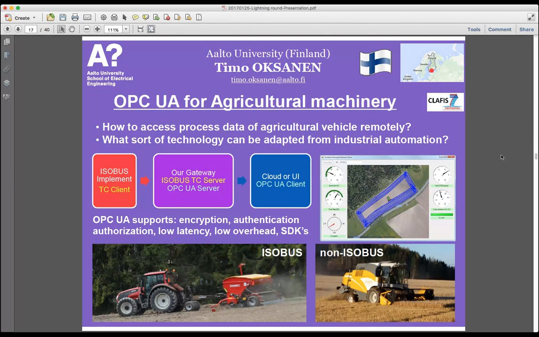10 p.m. Recently, we have studied how to do data transfer between cloud systems and mobile agricultural vehicles. There are different technologies available, but we have been especially interested in one specific technology, OPC Unified Architecture, which was developed for industrial automation. In our research, we have studied whether it's possible to combine this with the ISOBUS standard. There is one standard for vehicles and the other standard for data communication. The specific research question has been how to fit the data models or information models together. We have done this for ISOBUS vehicles and also for non-ISOBUS vehicles like a combine harvester.